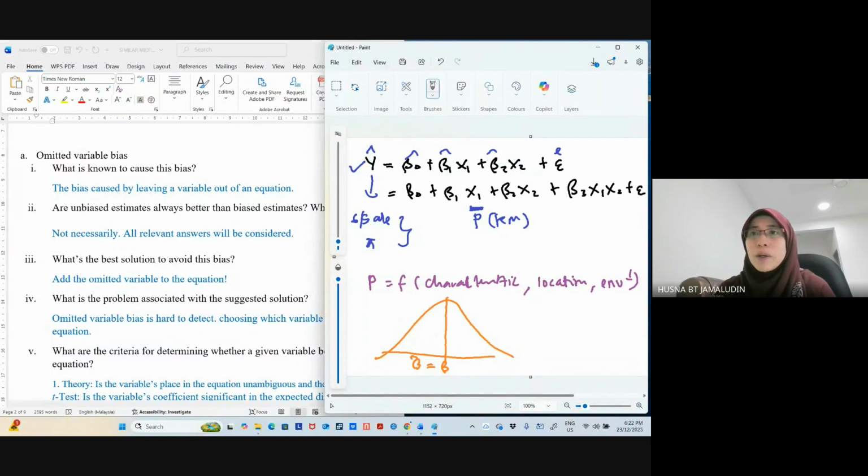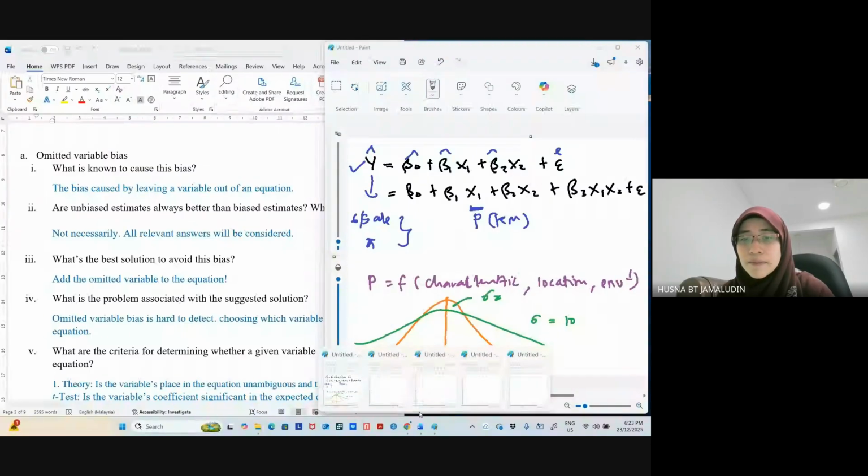But then what can happen is that you have high variance. You don't want to have high variance, which means that your diagram is flatter. So your sigma here is perhaps 10. Maybe it's better to draw a different graph so that you can see clearly.